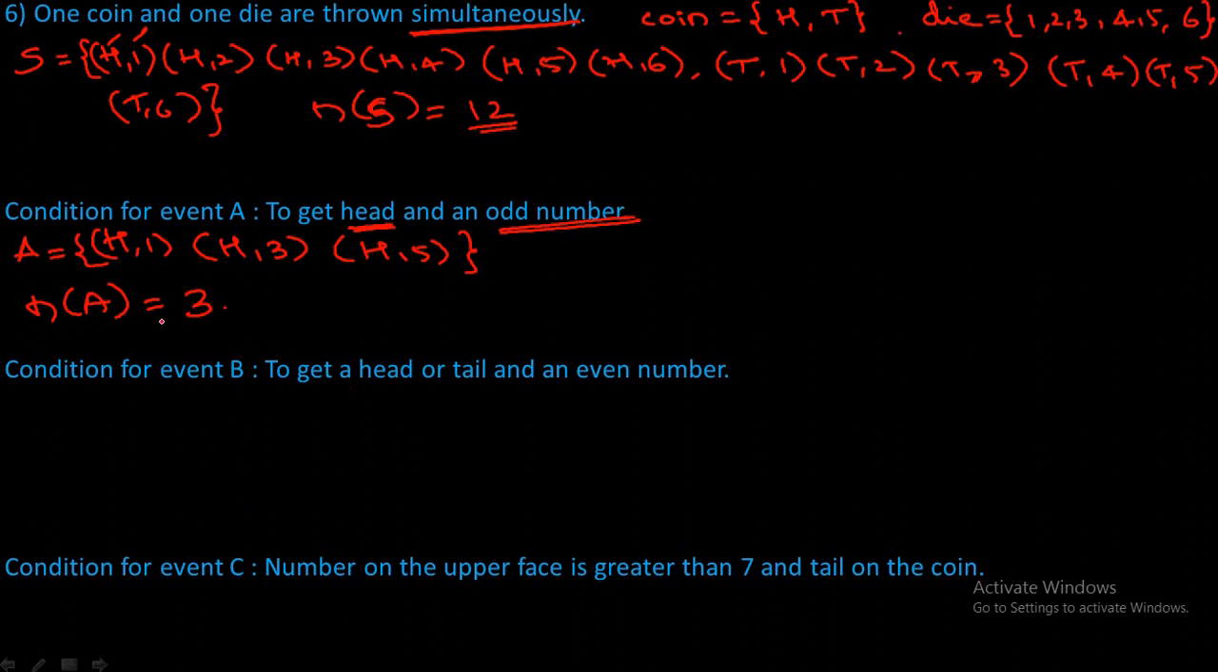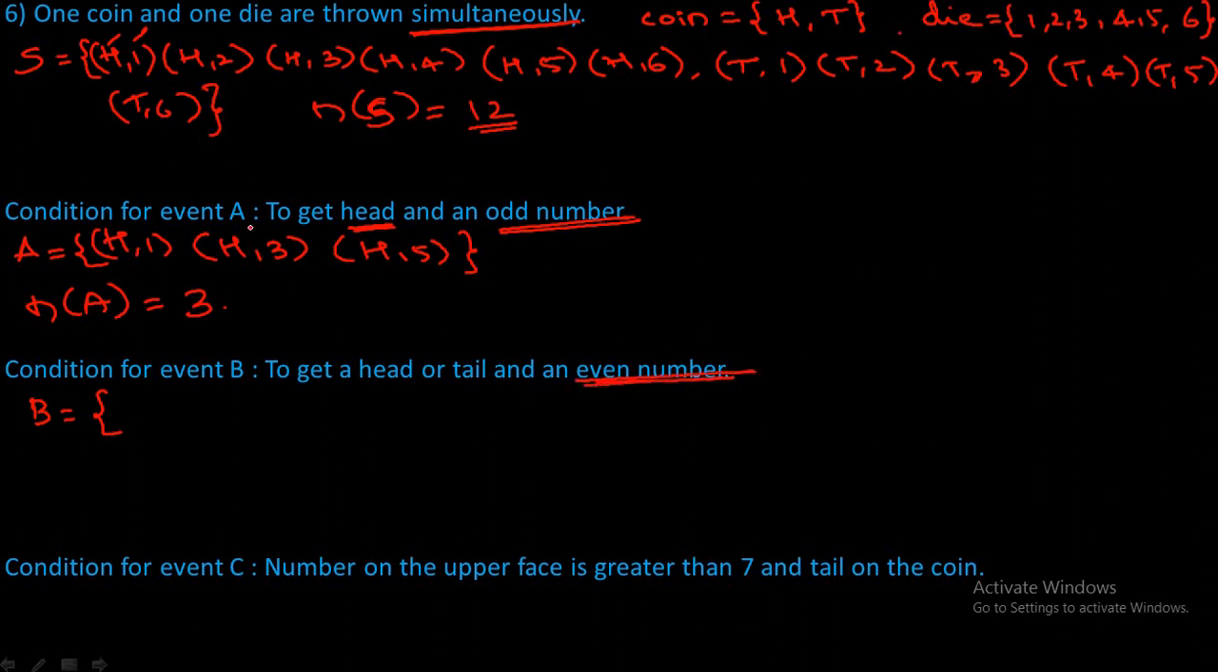I hope you understood. Next, set B we have to write, that is event B: to get a head or tail and an even number. So it may be head or tail, but the second number should be an even number. The first condition is that it may be head or tail, but the second number should be an even number.